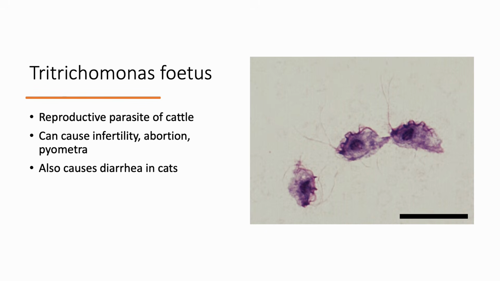Our next protozoa is the Tritrichomonas foetus. This is a reproductive parasite of cattle, so it can be spread during breeding. And when they're infected, the female cow can become infertile. She can spontaneously abort the fetus or develop a pyometra. And, if you're in the livestock business, losing a calf is significant economic loss. So it's really hard if we're losing those calves. That can impact our ability to run the business. Interestingly, we can also see Tritrichomonas foetus in cats as a diarrheal disease.